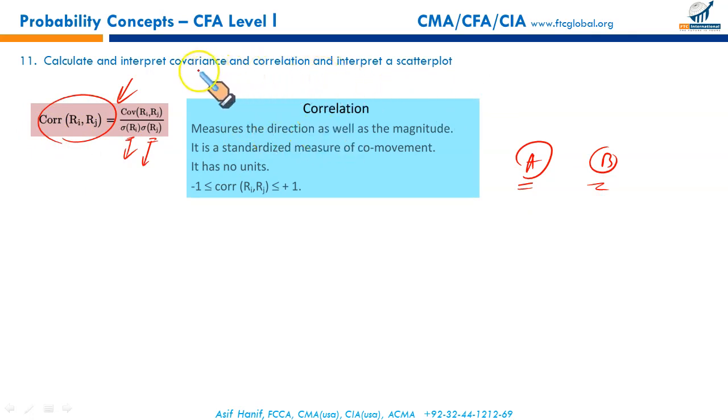The difference is that covariance can have a result from negative infinity to plus infinity. Covariance is unbounded. It can have a very high value or a very low value, but correlation is bounded. Your coefficient of correlation will be greater than or equal to -1 and less than or equal to +1. So what is correlation? It measures the direction as well as the magnitude of the relationship between the two variables, how good a fit they are.